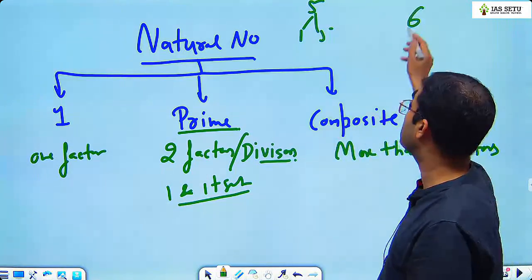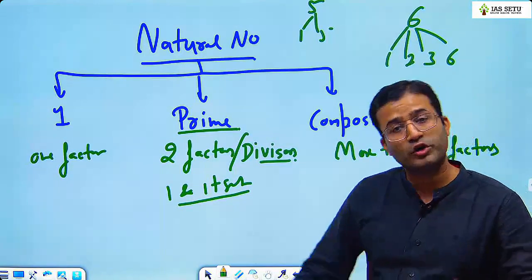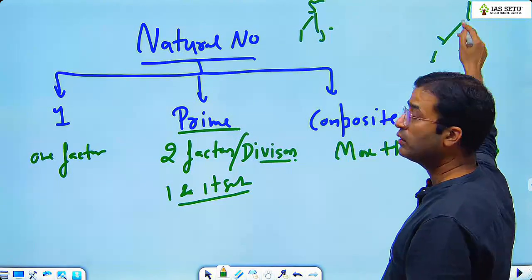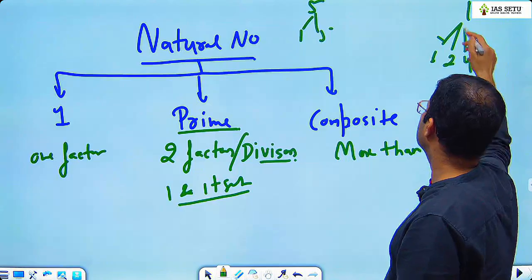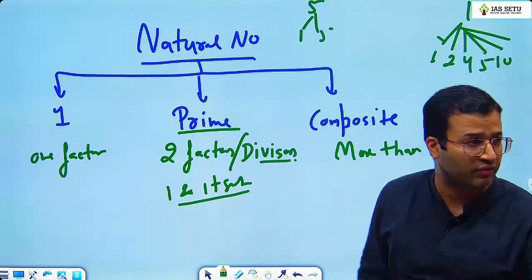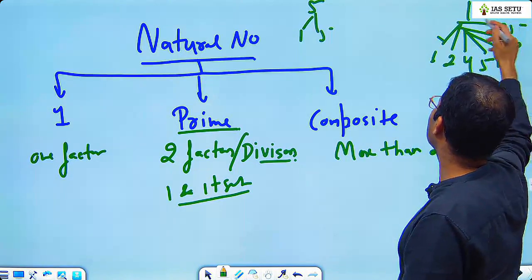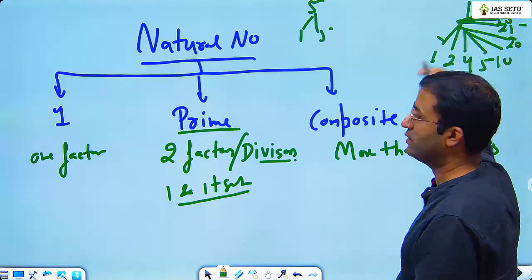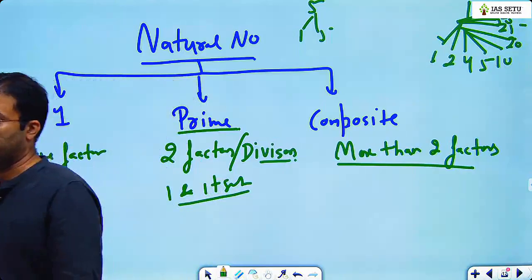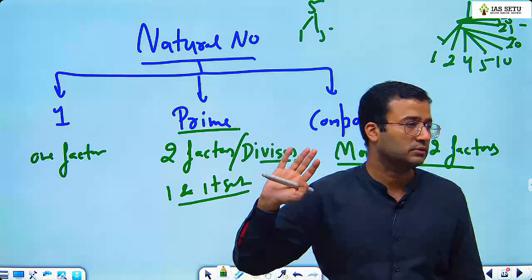What are the factors of 6? 1, 2, 3, 6. It is not necessarily 3 or 4. It can be n number, like 100. What are the factors of 100? 1, 2, 4, बचा बीच में, 4, 5, 10, 15, 20, 25, 50, 100. So numbers which have more than two factors, we start calling these composite numbers. One has only one factor.